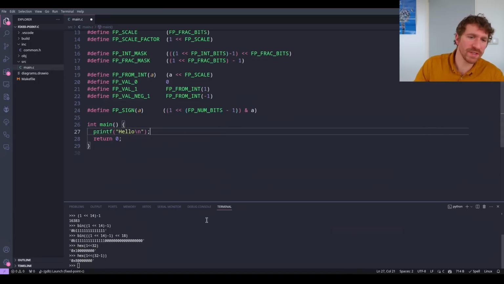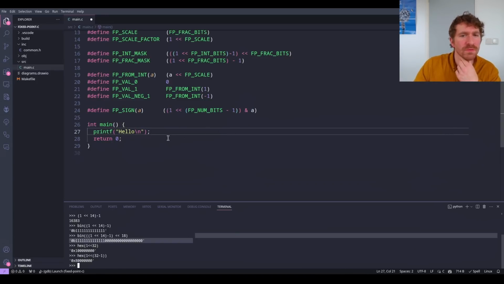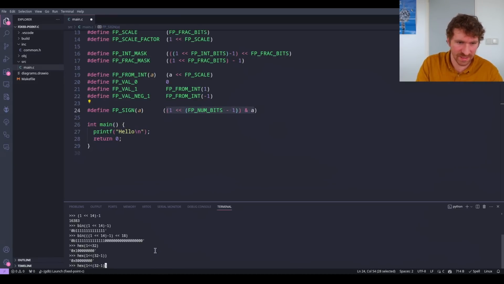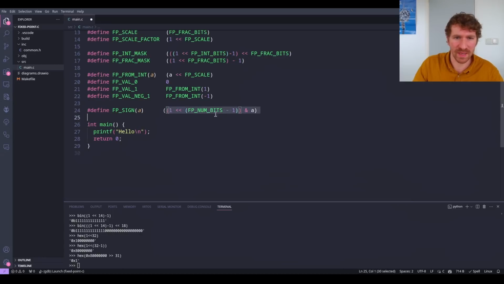And actually, maybe there is a better way of doing this. No, I'm going to do this differently, actually. What I'm going to do is just shift A down by 31 bits, right? So if we were to take something that had a sign bit there and shift it down by 31 bits, we just get this bit 1. So let's do that instead.